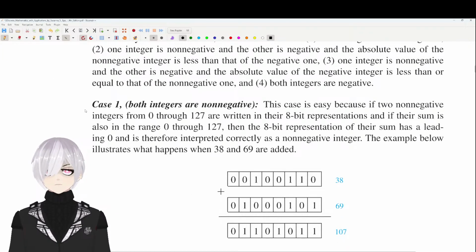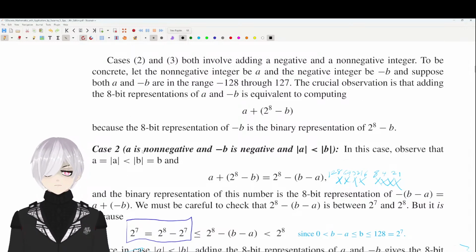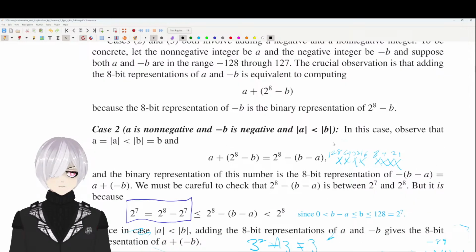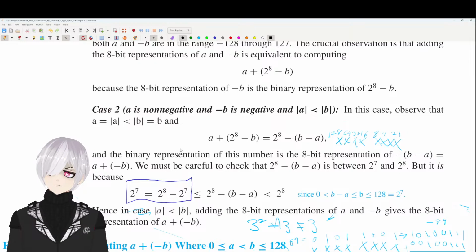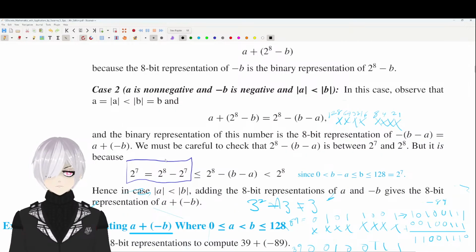Okay, let's see. Well, case one is both integers are non-negative, which you just add them, right? And you should be okay. Second one is A is non-negative and B is negative, and the absolute value of A is less than the absolute value of B, so it's more negative. Yeah, it's more negative than A is non-negative. Okay. Yeah, so that one we did, but maybe it's worth looking at again because it was a more complicated one.